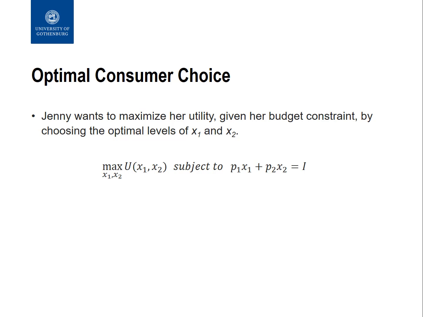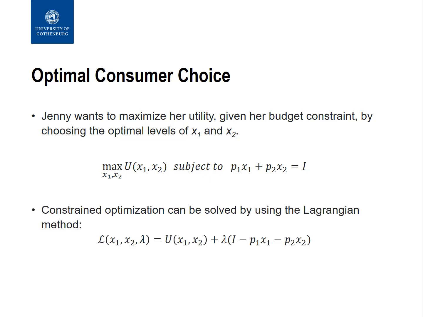And why is that? Because if you don't use your whole income, that means you still have income to increase your utility. So your satisfaction is not maximized. Thus, you need to exhaust your budget in order to get the maximum utility level. So we have to solve a problem of optimization with constraints, which can be solved with the Lagrangian method. The Lagrangian is equal to the utility function plus lambda times I, the income, minus P1x1 minus P2x2.